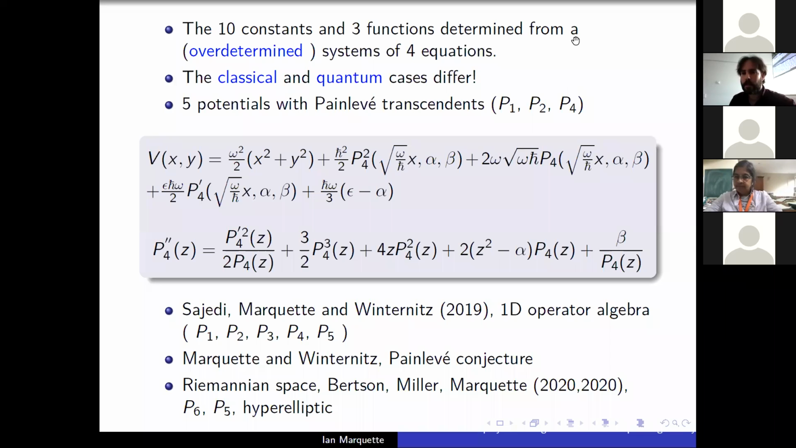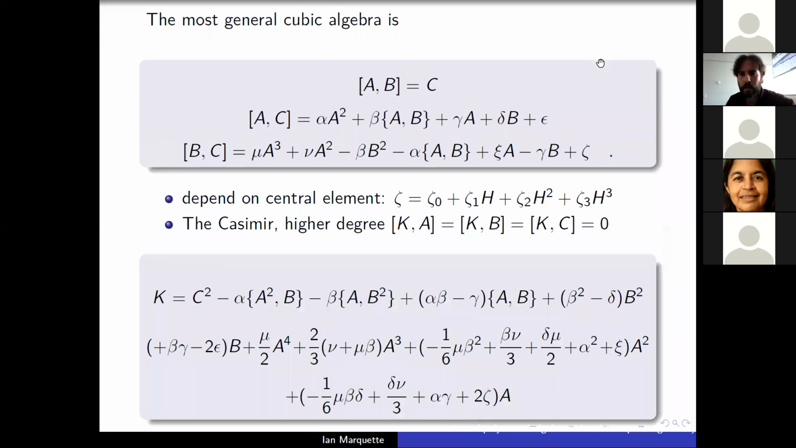Any other questions? Maybe I'll bring you back to the question of George, who asked whether or not these quadratic algebras are related to Lie algebras or other connections to other algebraic structures.